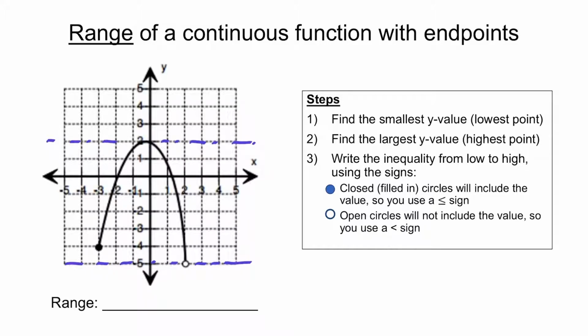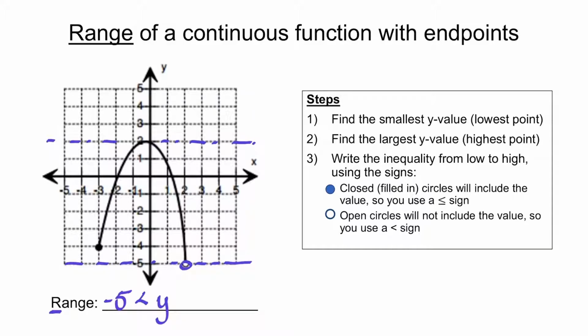So that lowest value is at y equals -5. So I'm going to write -5. I have an open circle at -5. So I'm going to write less than. And since we're talking about range, I'm going to write y. Okay, it's very important that range goes with y, domain goes with x.